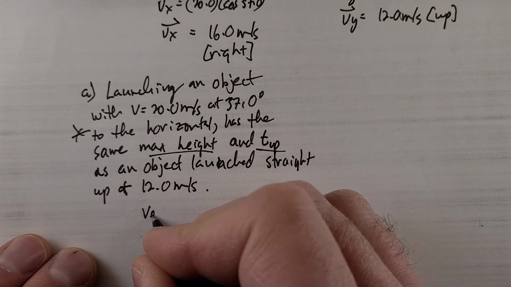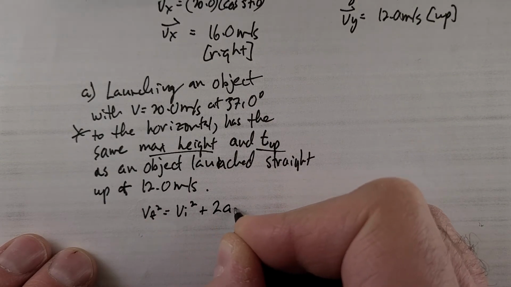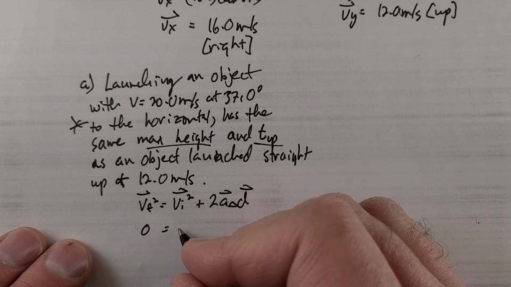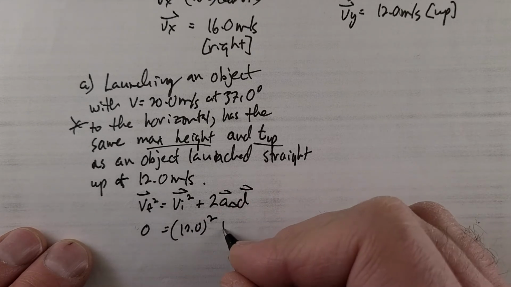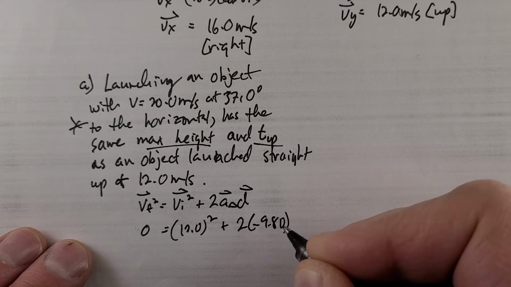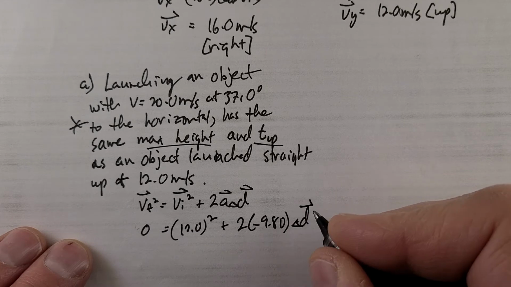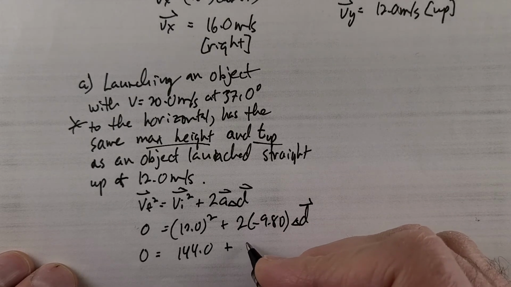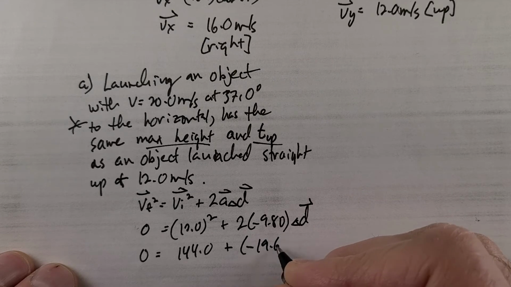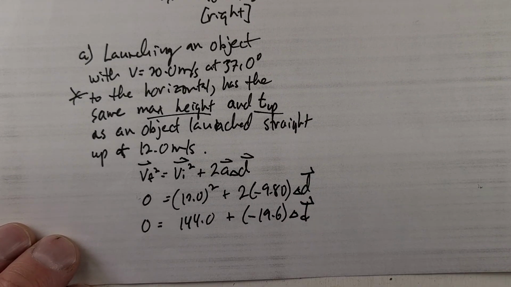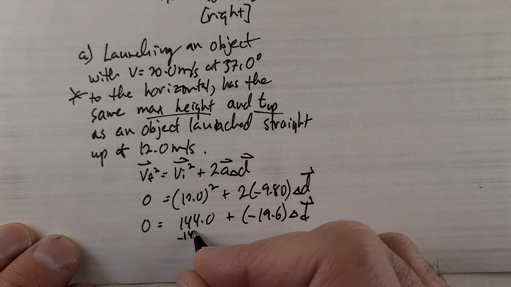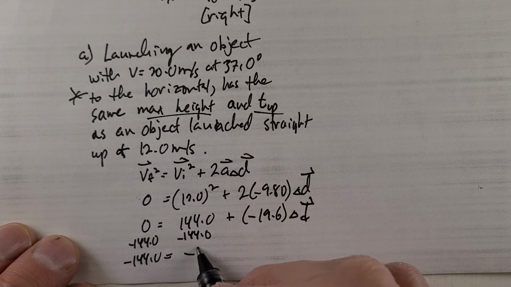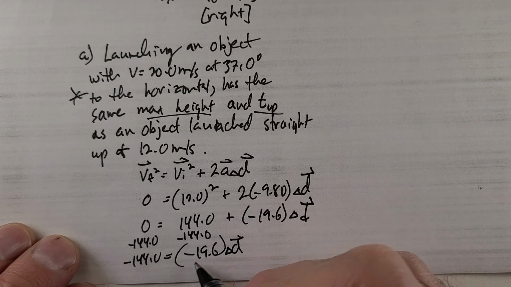So yes, we have this relationship from before. So at the very top of the path, we're not moving. Vi is, if I had launched it straight up in the air, 12. And then, of course, here I have 2 times negative 9.8 multiplied by the D. So over here, 12 squared is 144. 2 times negative 9.8 is negative 19.6. So, of course, if I want to get D by itself, I'm going to have to get rid of this 144 first. So subtract, and I get negative 144 is equal to negative 19.6 times delta D.